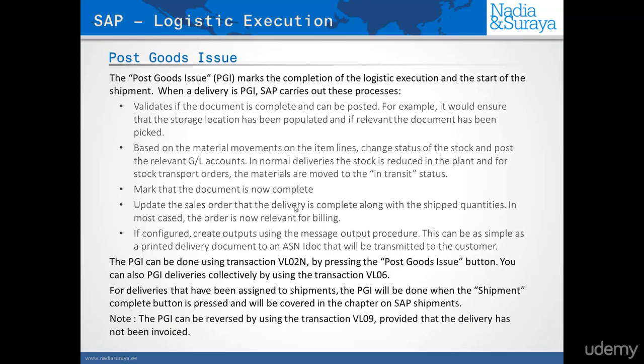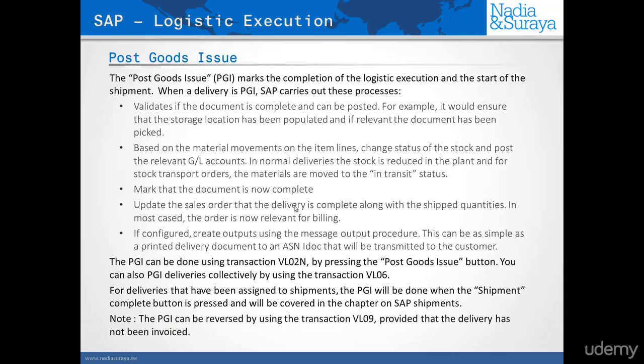The document is then marked as complete. The sales order is updated to say that the delivery is complete, and in most cases, the order or that quantity is made relevant for billing. If configured, we will now create some outputs using the message output procedure. This could be a simple ASN document or delivery note. We could even create an EDI to send an ASN to the customer.